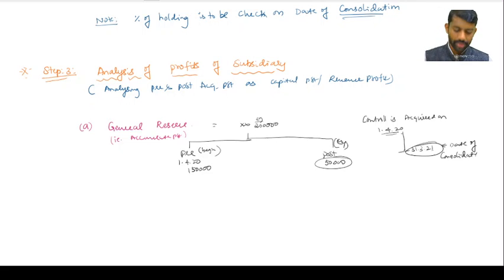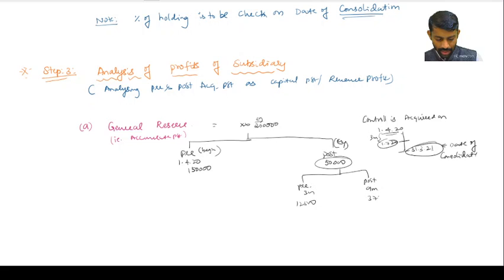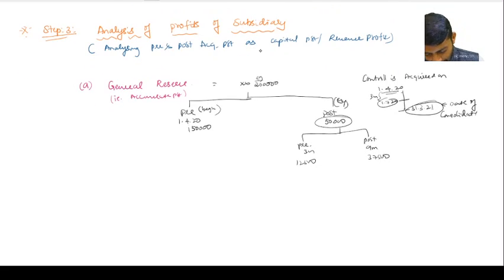Suppose the control is acquired during the period, for example on 1-7-20, that means after 3 months. In that case, out of the current year also, 3 months is pre and 9 months I will treat as post. So 12,500 and 37,500. In this case, the opening balance and the 12,500 are called completely pre. Only the 37,500 is post. Got it?